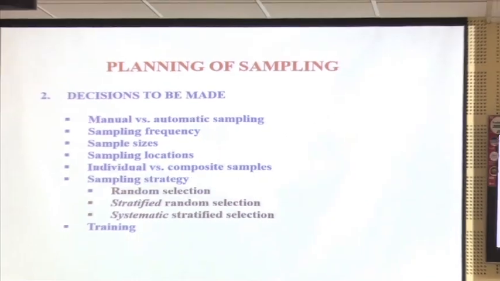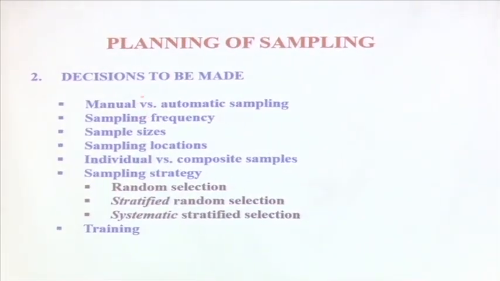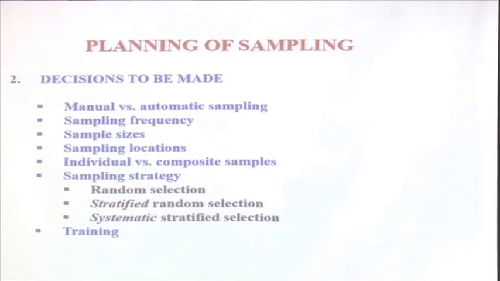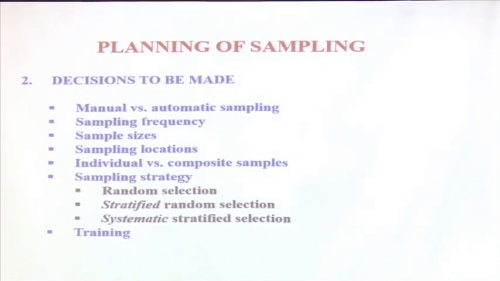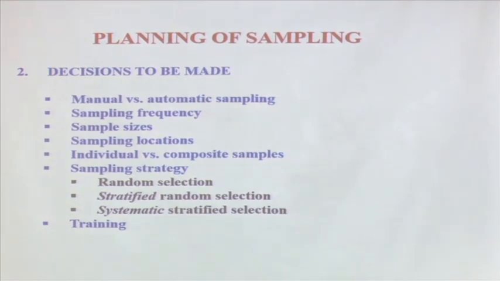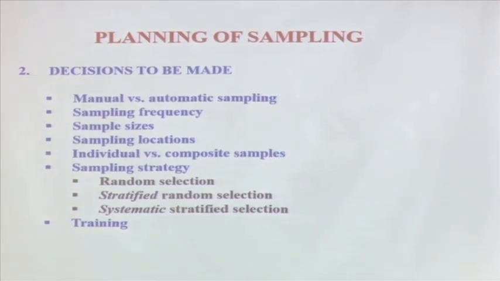So, we will continue with this planning of sampling, that was the first part. Next, we have to look at these decisions to be made based on the information we have got. So, whether we will go for manual or automatic sampling depends on what the facilities and requirements are, which is dictated by the previous step. Sampling frequency, as I said, is how frequently you want this data.